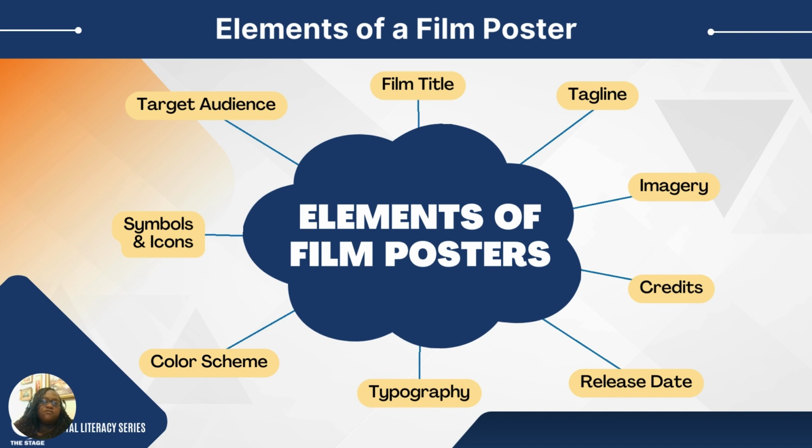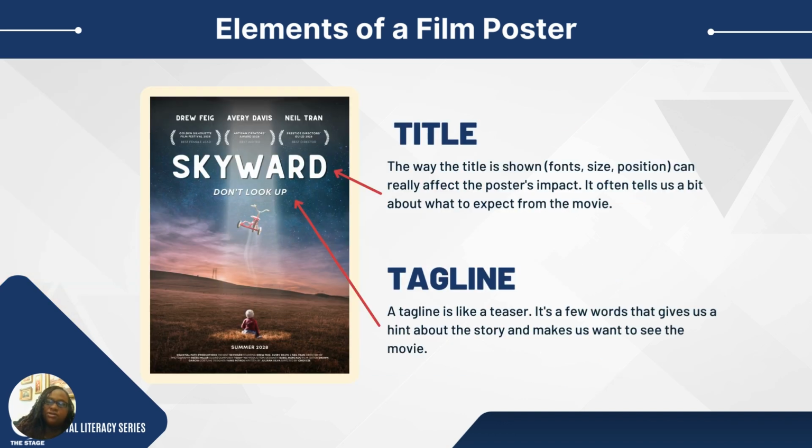I like this graphic here because it makes it sort of easy to digest. We'll start at the top. Top is film title. Need a film title, and then we're going to go around by going to the right. Then we have tagline. Third, imagery. Fourth, credits. Fifth, release dates. Sixth, typography. Seven, color scheme. Symbols and icons. And then, of course, target audience. All right, so let's jump into it. Elements of a film poster.